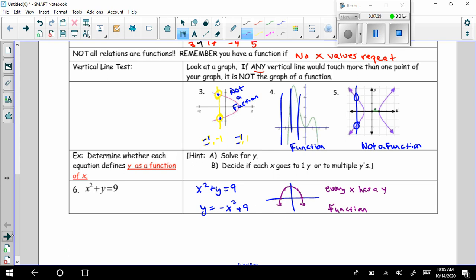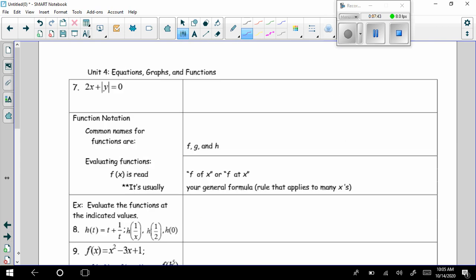Or you can just keep plugging in numbers and see if your x values repeat for a while and test it that way. Whereas for this one, for example, if we solve for y, we get the absolute value of y is equal to -2x. Well, in order for this to be true, we have to remember our rules for absolute values. This side will always be positive.